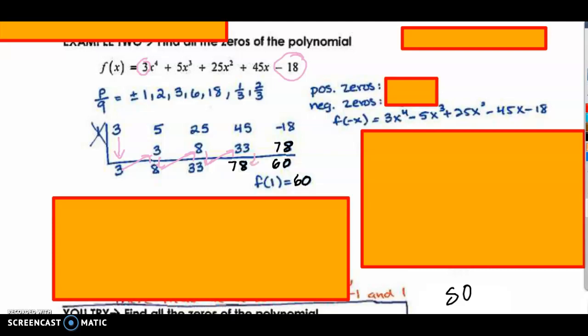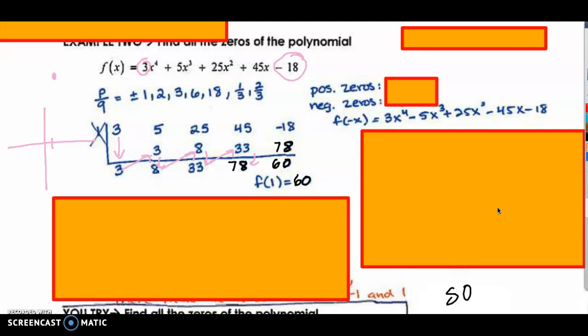Okay, 1 is not going to go in evenly. What this means is that if I plug 1 into this equation, if I just plugged in f of 1, I would get 60. Now, what that means is on the graph, when I plug in 1 for x, I get 60 for y. So at that point, the graph is in the first quadrant, okay? So sometimes that's useful information.